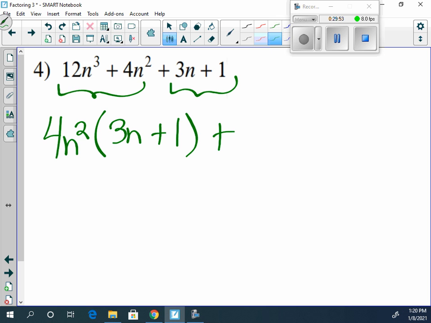Plus. Because this is already matched up, we don't need to do anything with it because it's already there. We have a greatest common factor set up for us already.